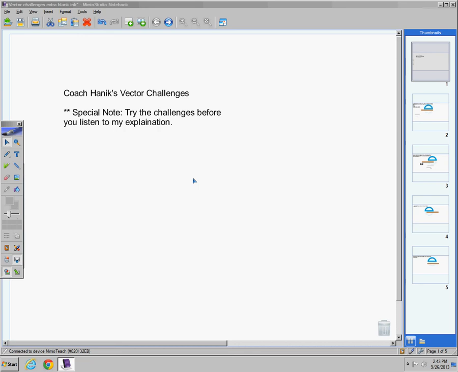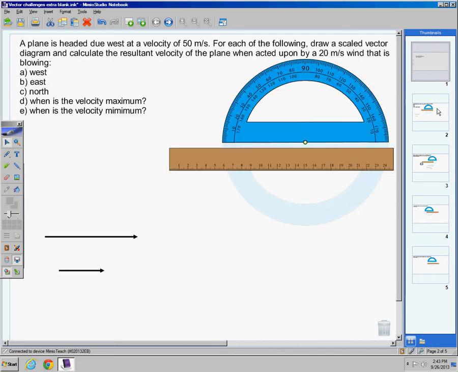So I'm going to scroll to each slide like this and then give you about 20 seconds. I'll read it out loud. Then after I read it out loud, stop it and try it on your own. When you're done, go back and watch my solution here.